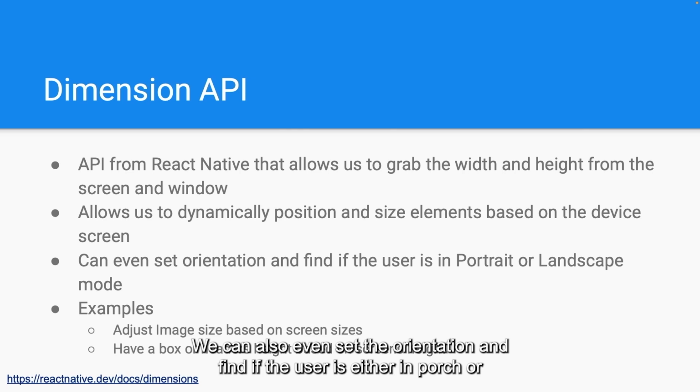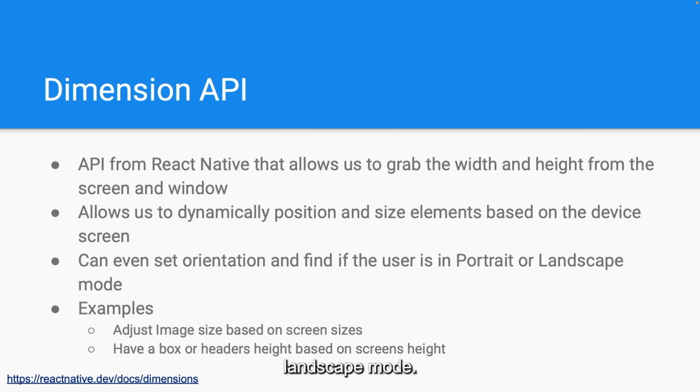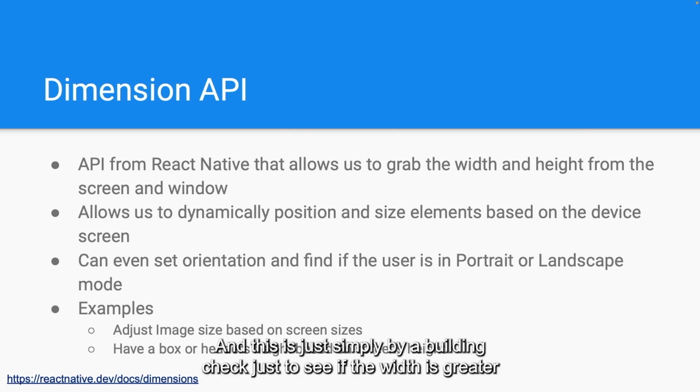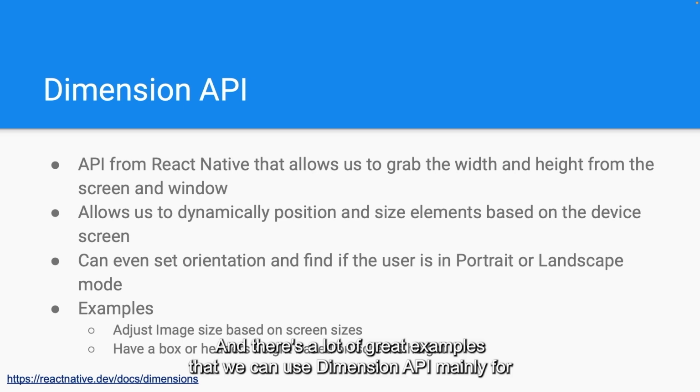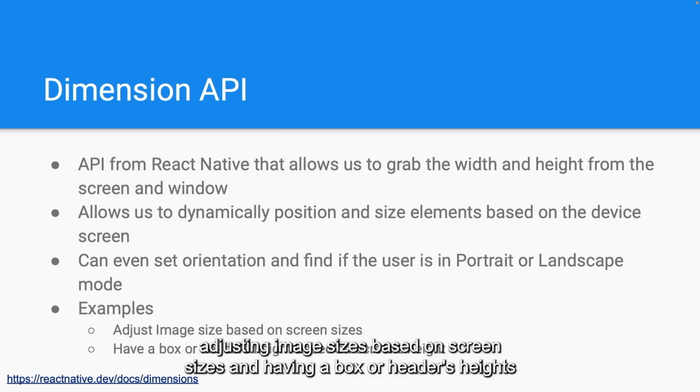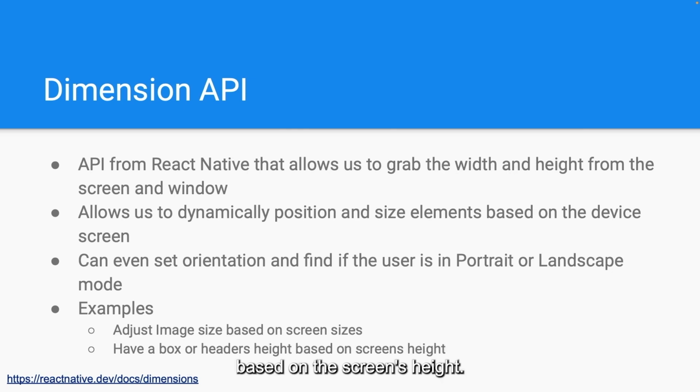We can also set the orientation and find out if the user is in portrait or landscape mode. This is done simply by a Boolean check to see if the width is greater than the height, or if the height is greater than the width. And there are a lot of great uses for the Dimensions API, mainly adjusting image sizes based on screen sizes and setting box or header heights based on the screen's height.